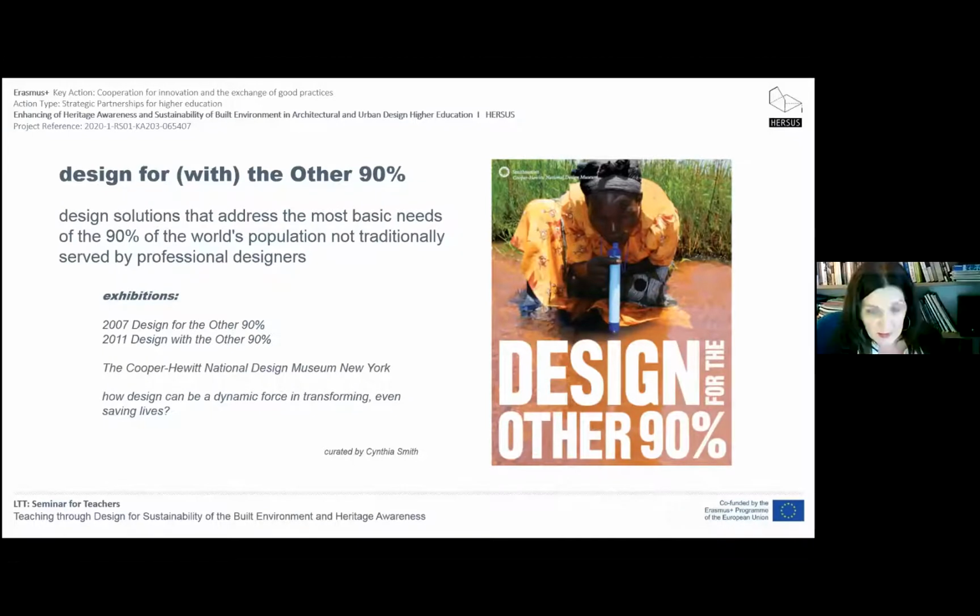The term design architecture for the other 90% is derived from the term design for the other 90%, which means the search for design solutions that represent the answer to the basic needs of population, which is not the usual clients of professional designers. Under that title, curator Cynthia Smith has set up 2 thematic exhibitions at the National Design Museum in New York in order to demonstrate how design can be a dynamic force that transforms and in many cases saves life.